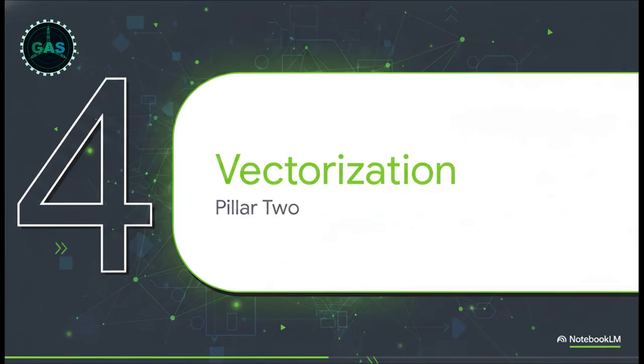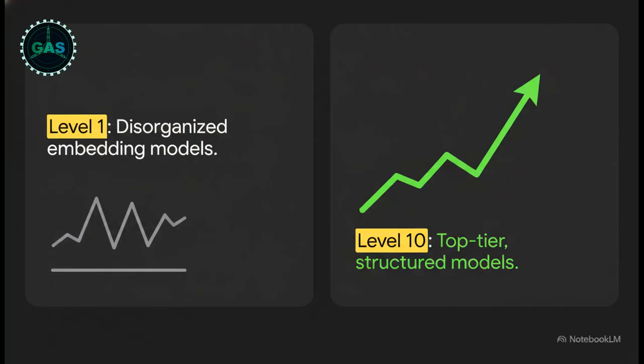Section 4. Vectorization. Pillar 2. Okay, once your data is perfectly clean, we move to organizing it for mathematical retrieval. This is vectorization, and it's often the most overlooked step. Vectorization is effectively your digital filing clerk. The quality of your embedding model is the difference between relying on a disorganized intern versus having an elite executive secretary filing your data. If you use a basic model, retrieval is sluggish. You absolutely must leverage top-tier, structured models.